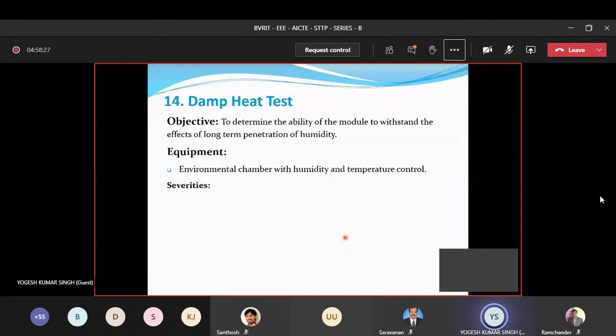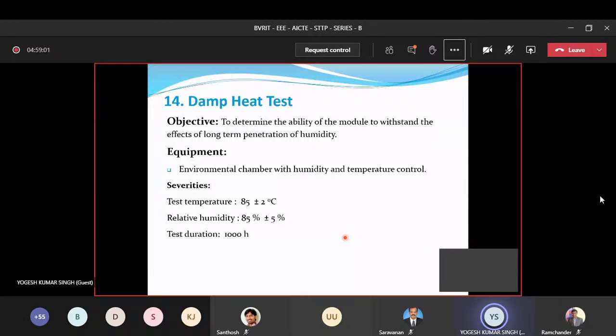This is the environmental chamber with humidity and temperature control. Then we have different types of severities, like the temperature, 85 plus or minus 2 degrees centigrade, in the damp heat condition. The relative humidity will always be around 85% plus or minus 5% in the system, and the test duration will be around 1000 hours in that particular condition.